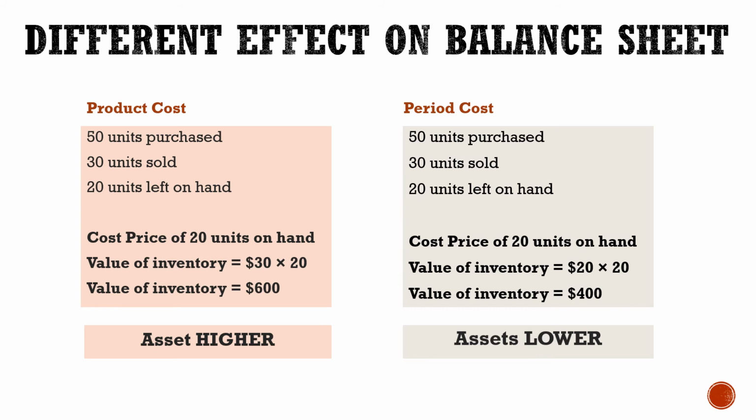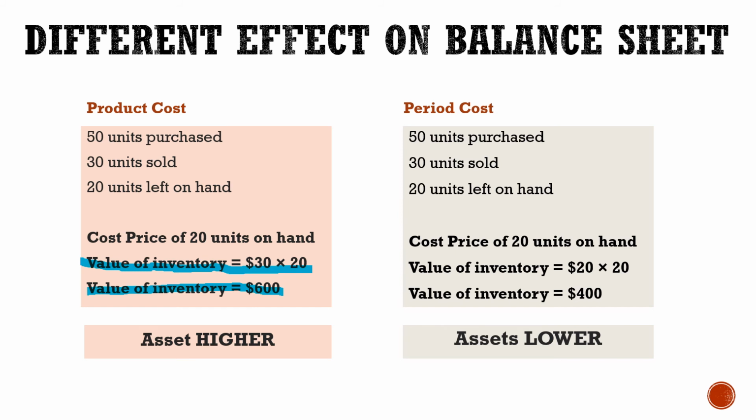So we started off with 50 units, we sold 30 units, and this leaves us with 20 units of inventory left on hand. Under the product cost method, we value the inventory on hand by taking the $30 cost price per unit multiplied by the 20 units of inventory on hand. This gives us a total value of inventory of $600.